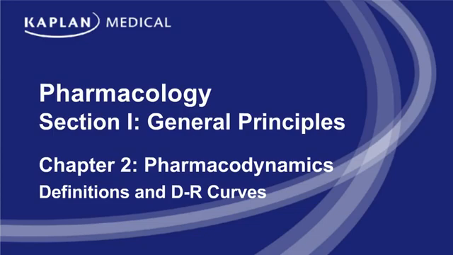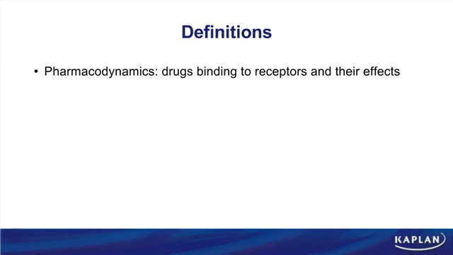Chapter 2 is going to deal with pharmacodynamics. We start with some basic definitions. When you think about the terms agonist and antagonist, they should be very easy terms for you to define.